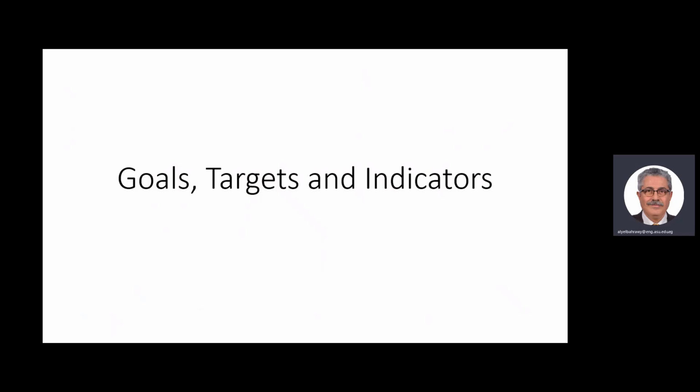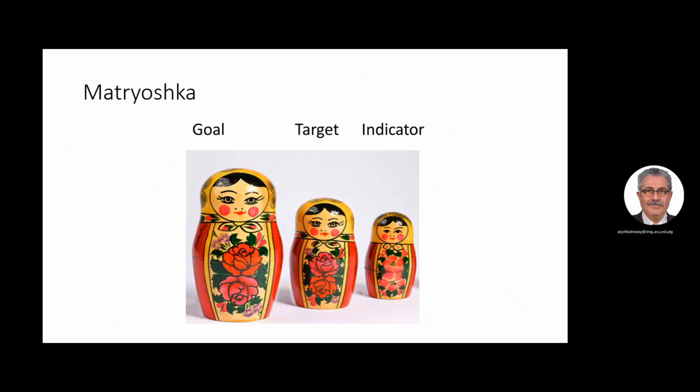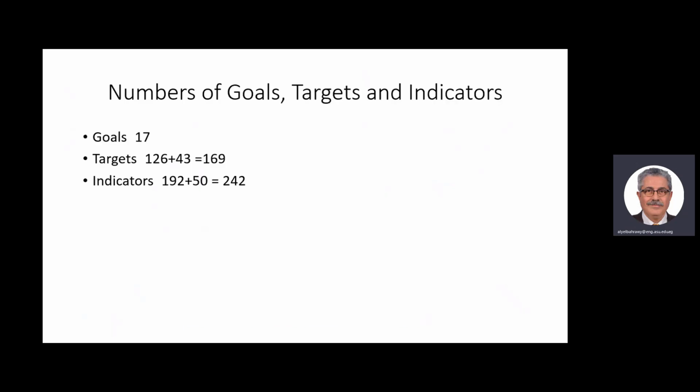The inner structure of goals, targets, and indicators is shown using this matryoshka, which is a Russian doll, that shows that the goal has inside it targets, and the targets have indicators inside. They are on 3 levels.